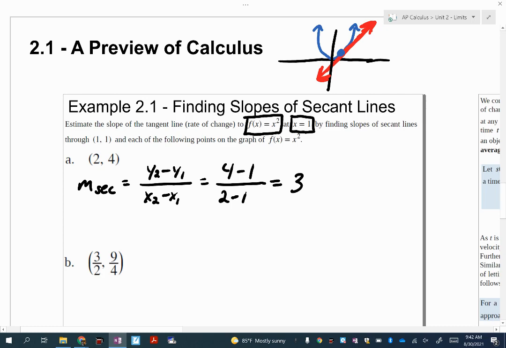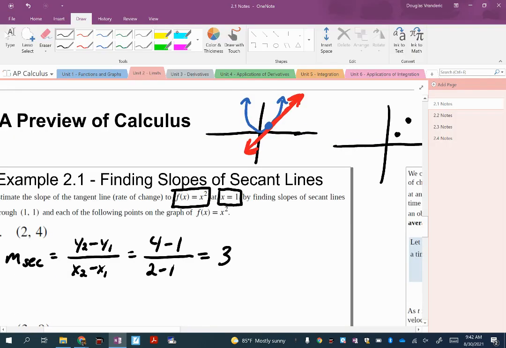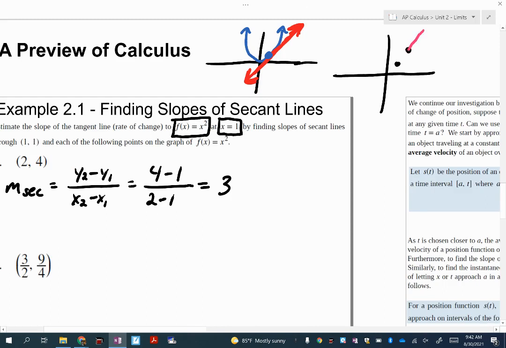Now, again, that is not the exact same line as the red line. If I zoom in, right, let me try to draw another sketch. If I zoom in on just the points 1, 1 and 2, 4, that's the line we just plotted. That's not the same line as the red line. Okay, the red line has a different slope. So we're essentially estimating the red line with the pink line.